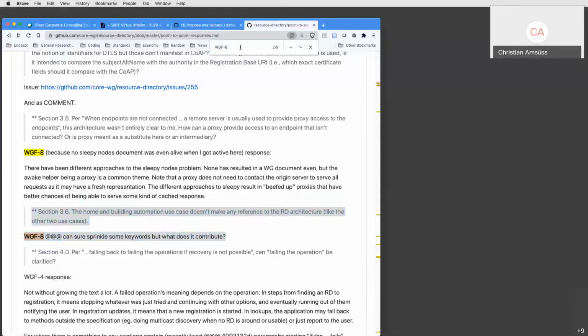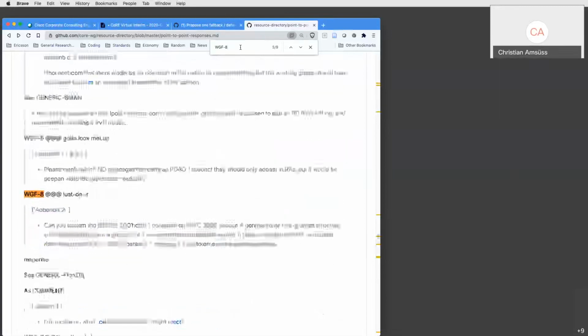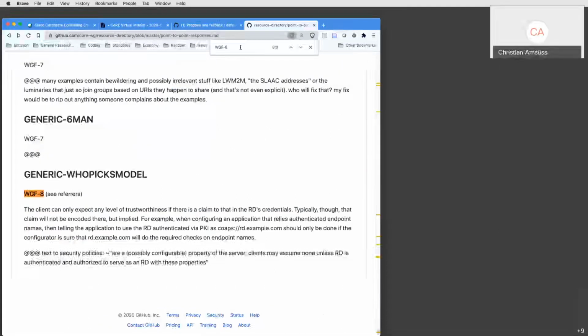There is one more, WGF 8, at the bottom. We've received several comments on the topic of how the resource directory knows which expectations the clients have with respect to the security policies. My take here is that the resource directory doesn't need to know, because the resource directory just provides, and it's up to the clients to only accept an RD if it's somehow indicating that it provides those things, and that would typically be because it's explicitly configured. But as this is possibly a bit more controversial topic, if someone doesn't agree with that statement here, please let me know.